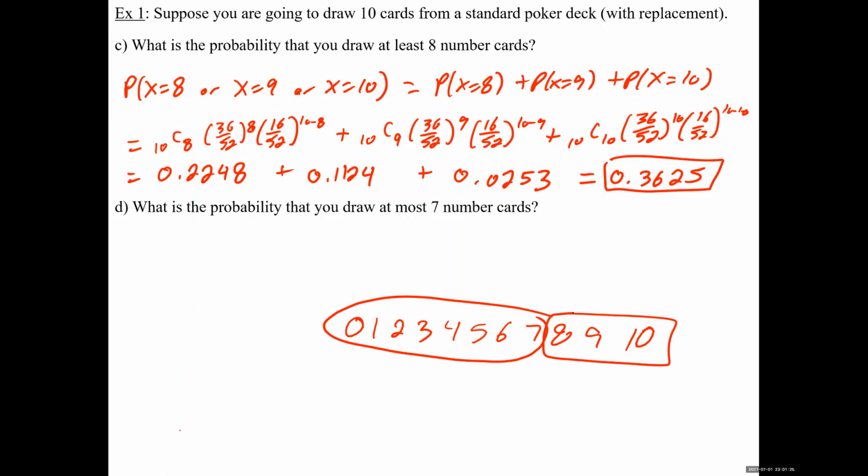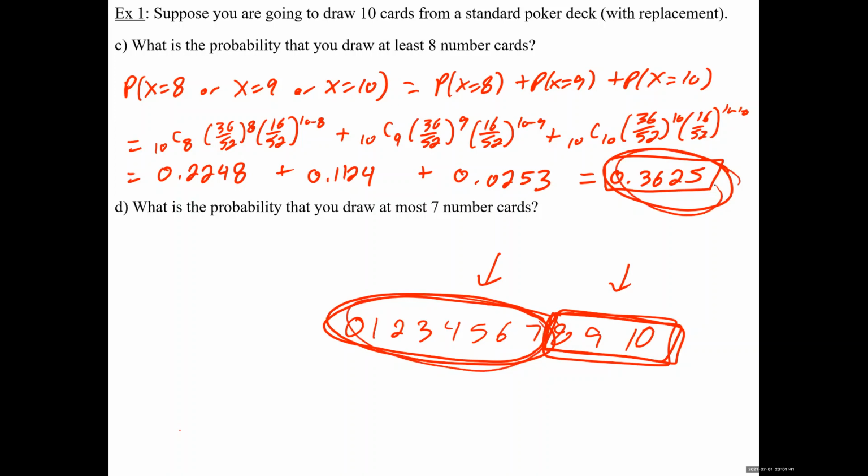But see, we found this probability here. So if you want to find this probability, since it's the complement of that event, the probability of this is 1 minus the probability of that. So instead of having to do 8 terms, you could just do 1 minus this answer and get the answer. So you guys with me that the complement of at most 7 is at least 8? Is everybody clear on that?